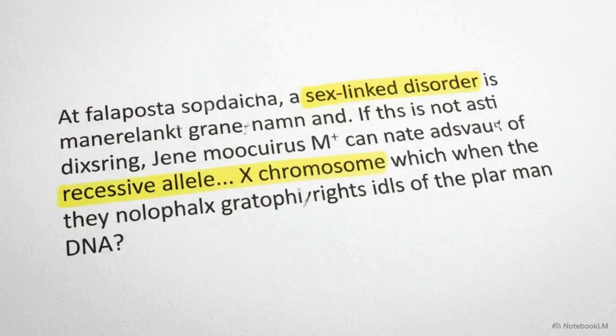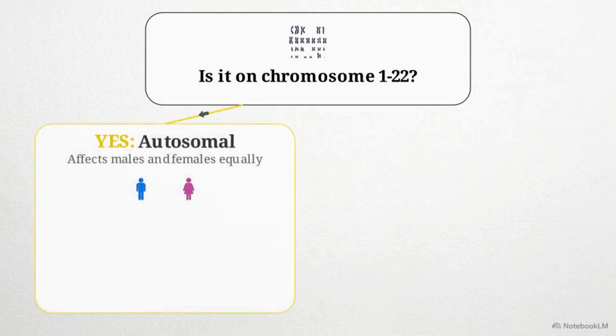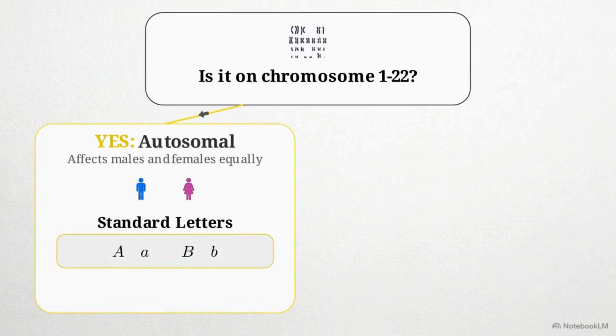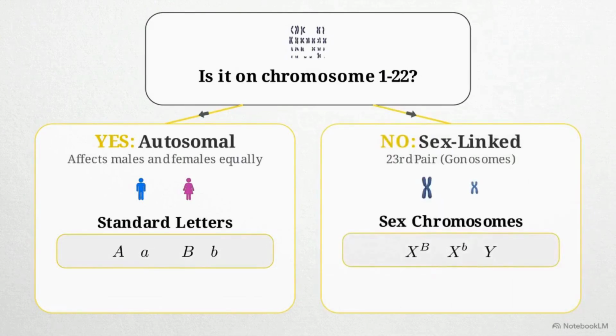Compare that to the problem about Jensen syndrome. The text identifies it as a sex-linked disorder and states the allele is carried on the X chromosome. This flowchart maps out your exact decision process. If the trait is on chromosomes 1 to 22, it's autosomal, and you use basic letters. If it's on the 23rd pair, it's sex-linked, and you must use X and Y chromosomes in your cross.